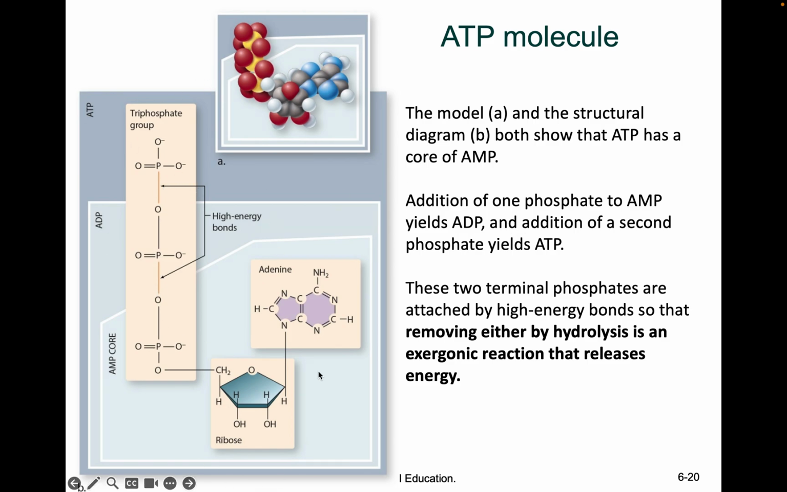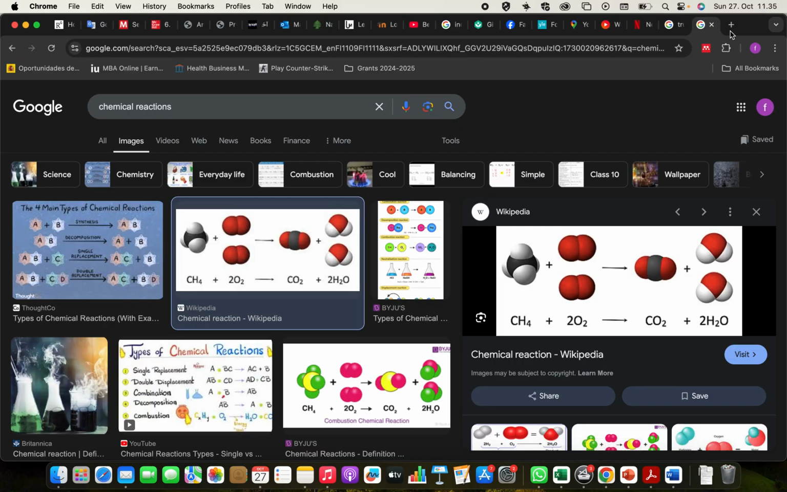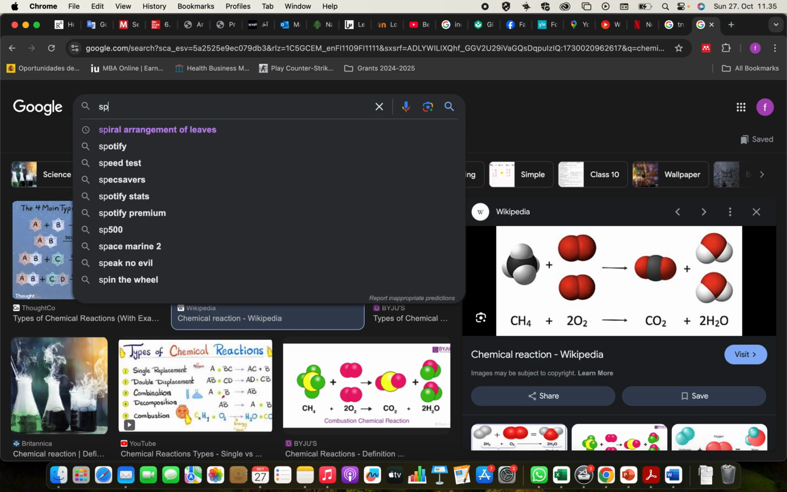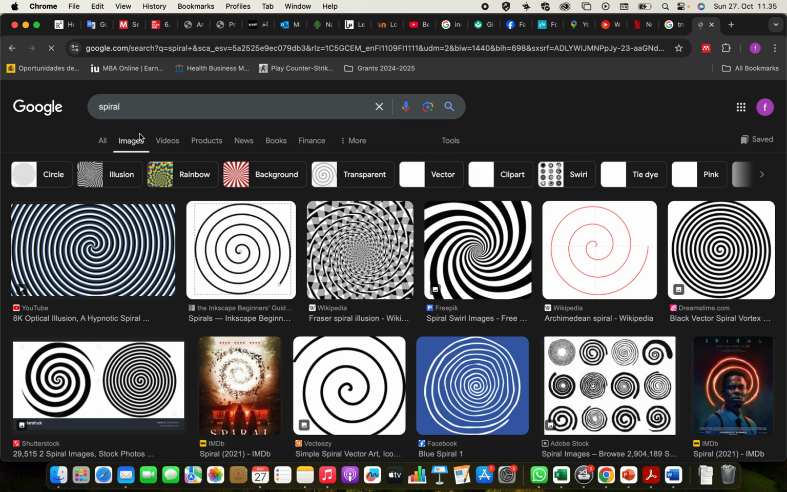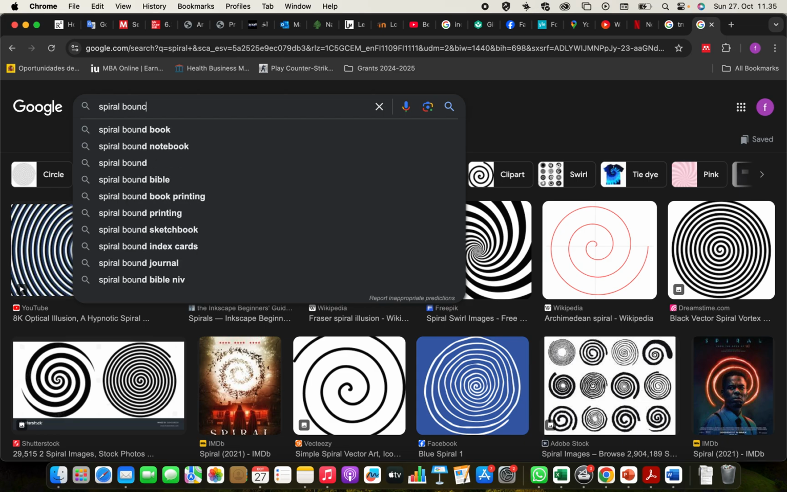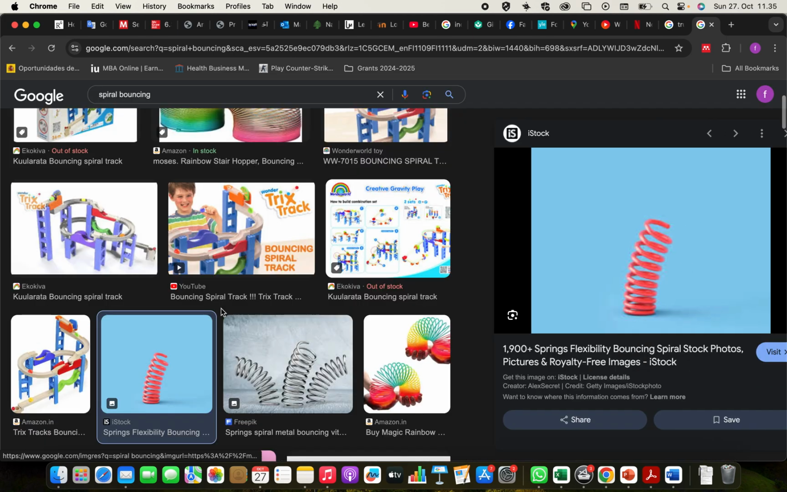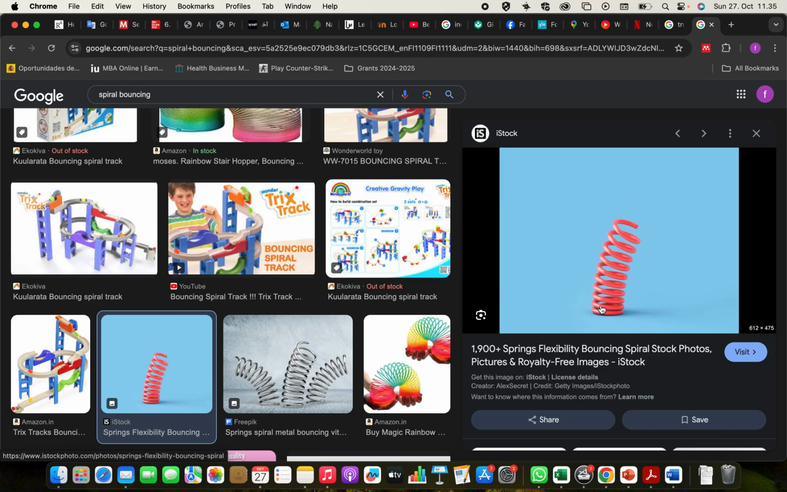The thing about this ATP molecule is it's very unstable, simply because you have these very high energy bonds, and you have a lot of negative charges on your oxygens. You have it here, there, and there. These guys repel each other. They don't like each other, so they're always repelling each other. And then you have these very high energy bonds. So in some sort of way, you can see it as a small little spiral. Let's show a good picture. Spiral bouncing. This is exactly what I was trying to say. It's like those bouncing spirals.